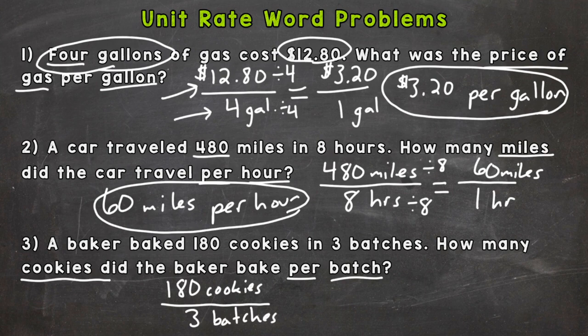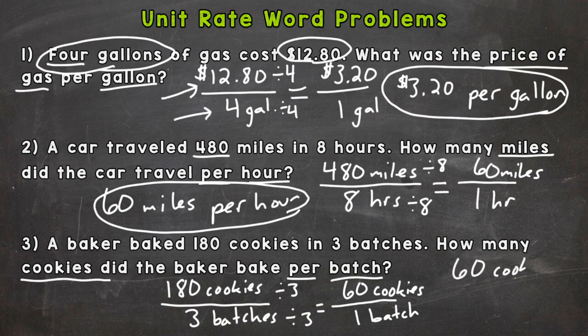Now we need to get it to a unit rate, so we need a denominator of 1. So how do we get that? Well, let's divide 3 by 3 in order to get that 1. So per 1 batch here. And whatever we do to the bottom, we need to do to the top in order to keep it an equivalent fraction. So 180 divided by 3 would be 60 cookies. So 60 cookies per batch.